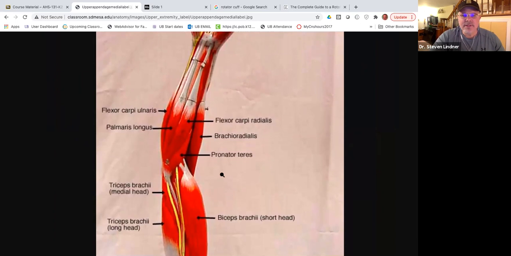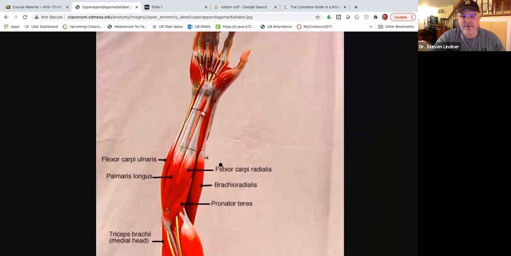Okay, let's look at the forearm now. Remember what I said earlier, when we put our hand over the medial epicondyle, so here's the right hand. If you place your left hand here along the lateral epicondyle and you flex your fingers, you feel movement and pulsing of all of these muscles here. These are the wrist and finger flexors.